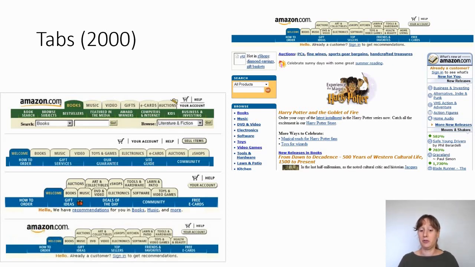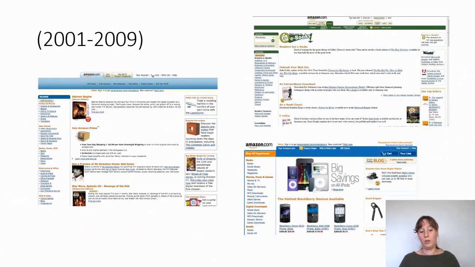Now the picture on the right still has a lot of tabs. It still has a menu on the left, and also a menu on the right. It really didn't get any more structured that way or more user-friendly. So they were trying to get more information to the customer, but still it kind of ended up confusing. So that was 2000, and then 2001 to 2009, it becomes a little bit more structured.